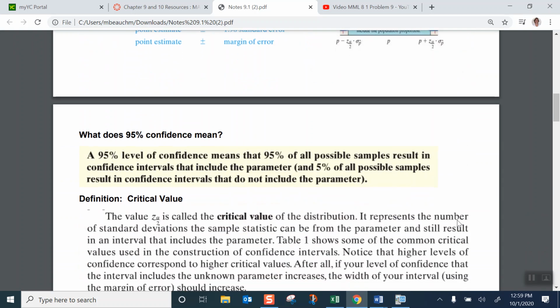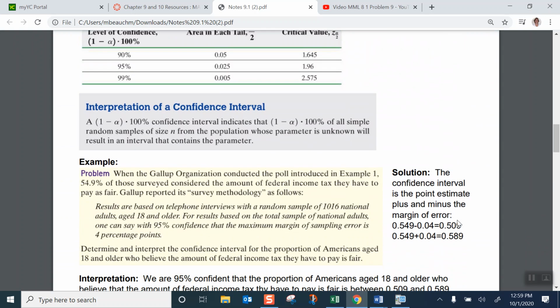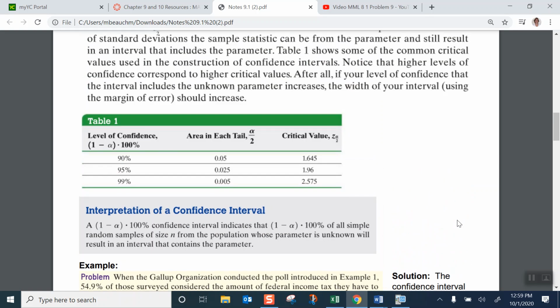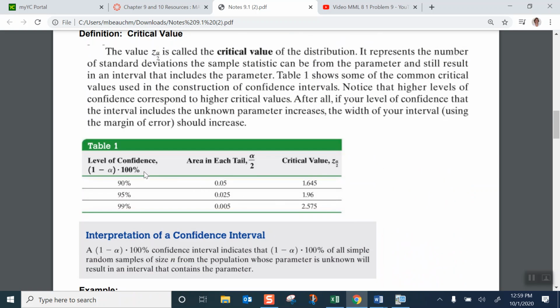Before we do too much here, what does a 95% confidence interval mean? A 95% confidence interval means that, on the standard normal, we're shading 95% in the middle, or 0.95. And the critical value is 1.96. That means we need to go 1.96 in each direction to do that. I'll do that on the distribution in a minute.